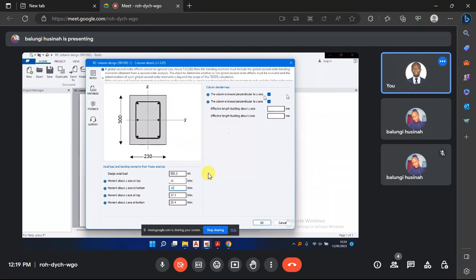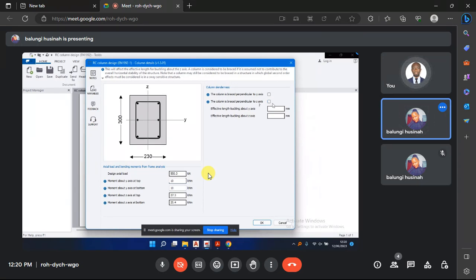You try to untick. And what are they saying up there? You read the other thing down. This will affect the effective length of buckling about the z-axis. A column is considered to be braced if it is assumed not to contribute to the overall horizontal stability of the structure. Note that a column may still be considered to be braced in a structure in which global second order effects must be considered, i.e. a sensitive structure.